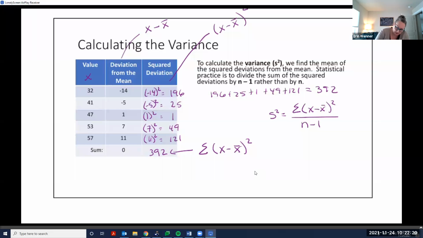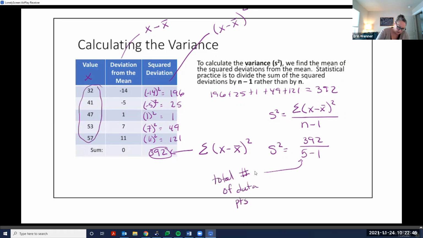If we plug in our values, we have s squared equals 392, because that's what that value is equal to, divided by 5 minus 1. 5 is the total number of data points. We have 5 numbers here, so we're going to do 5 minus 1. So s squared equals 392 over 4. When we divide that, we get s squared equals 98. So that is the variance.